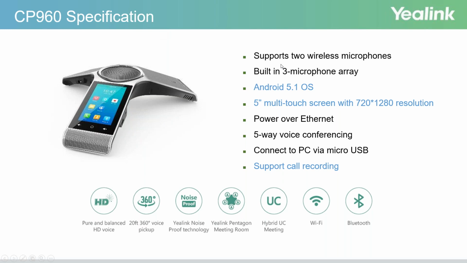Local call recording is supported by USB as well, so if there is particular information that needs to be saved for future reference, there is a USB port specifically for the call recording feature. Aside from that, some other standard features within the CP960 is built-in Wi-Fi and built-in Bluetooth. The noise-proof technology we'll get into a little bit more detail, but that is a standard feature across this platform as well. And you see that the CP960 without the microphone pods picks up 20 feet, 360 degrees around worth of voice pickup.